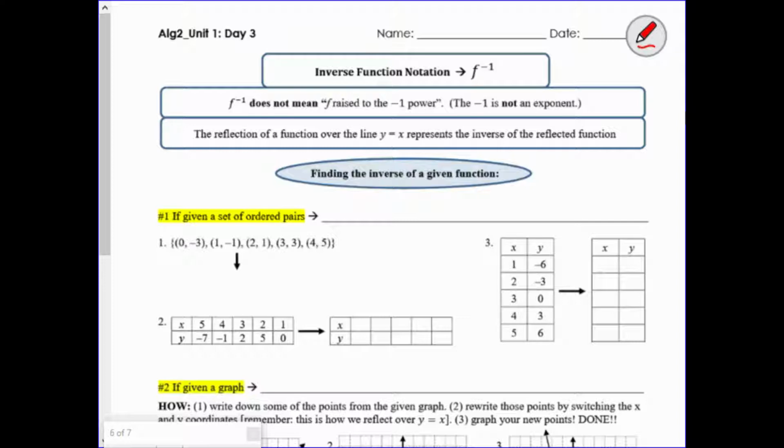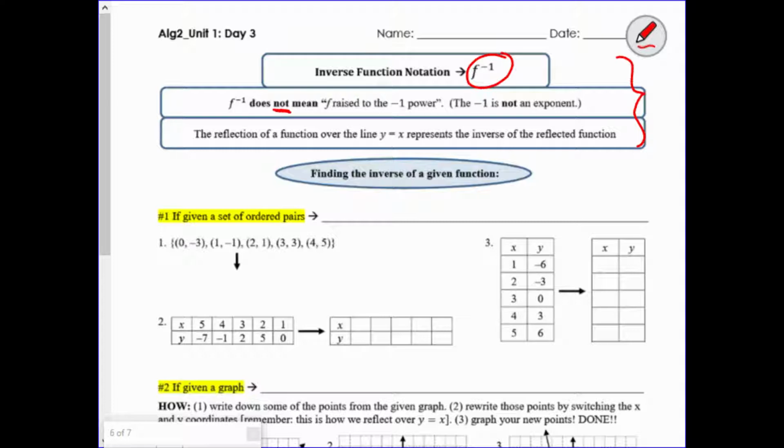Alright, so a little bit of vocabulary and class notation to begin with. Inverse function notation looks like this. Now that looks an awful lot like an exponent, doesn't it? It looks like f raised to the -1, but that's not the case here. Usually when you're using an f, that represents a function, not a variable. This would be an exponent if it was a variable, but f is not a variable. We use that as an abbreviation for function. So it's not f raised to the -1 power.